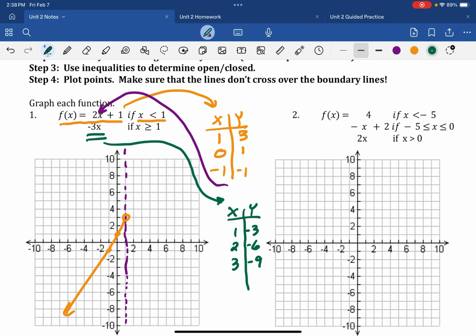Now when I plot this first point, it has an or equal to symbol on it. So I can go 1, -3. I can go 2, -6. I can go 3, -9. And draw that line.